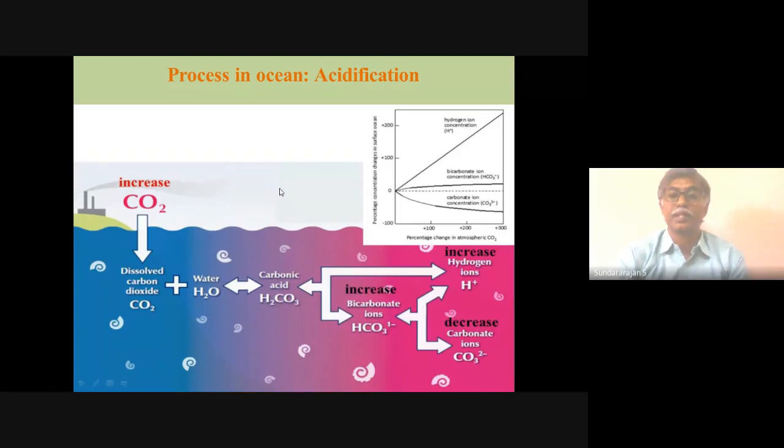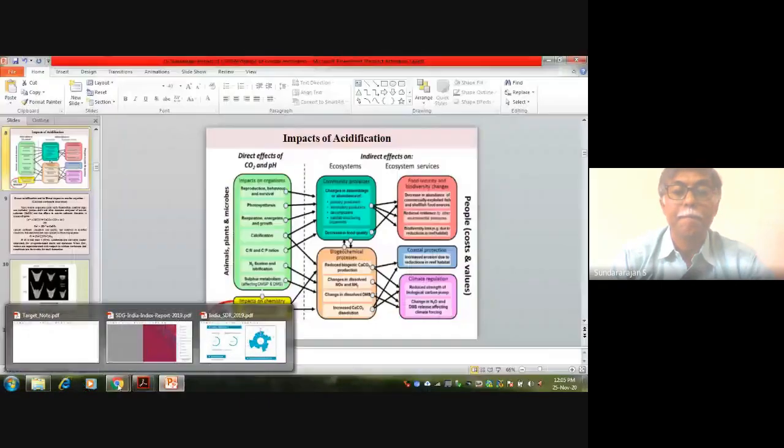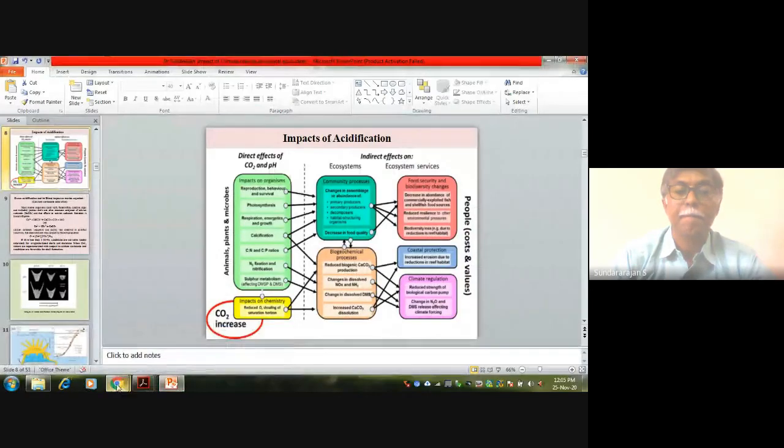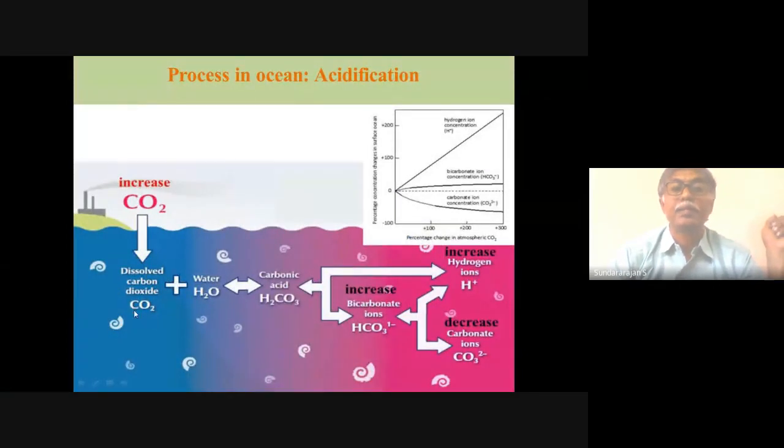So the process of ocean acidification, let us see, I have already explained that. See what is dissolving. Dissolved carbon dioxide with water forms carbonic acid, H2CO3. This carbonic acid is a weak acid that dissociates, releasing a hydrogen ion and one bicarbonate. Again, the bicarbonate reacts, a hydrogen ion is released and one carbonate ion forms. But this is the normal process. It happens in the water body.